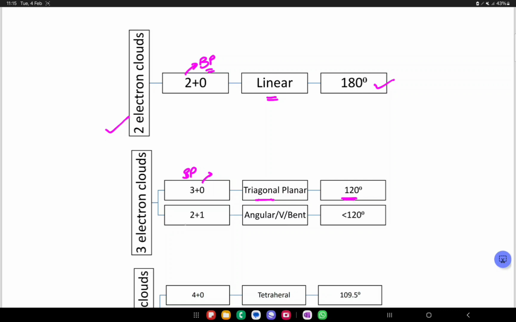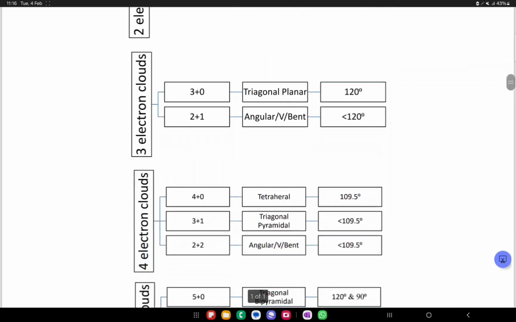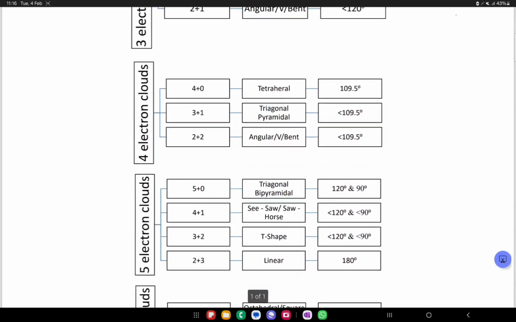If a molecule has three electron clouds and the second condition is two bond pairs and one lone pair, the molecule will have angular, V or bent shape geometry, bond angle will be less than 120 degree. Unless you have to remember the exact bond angles, you need not write them. You can write less than 120 degree and IB gives you marks for this.